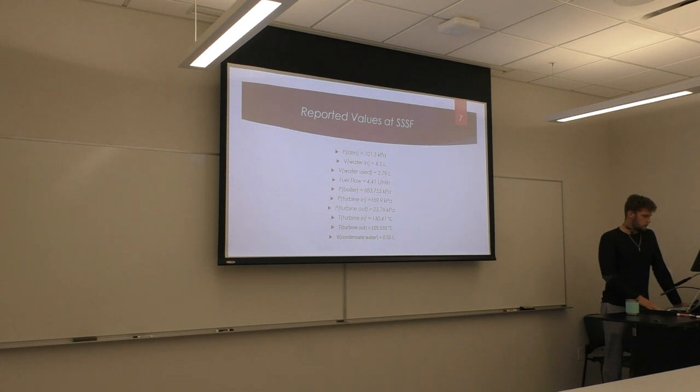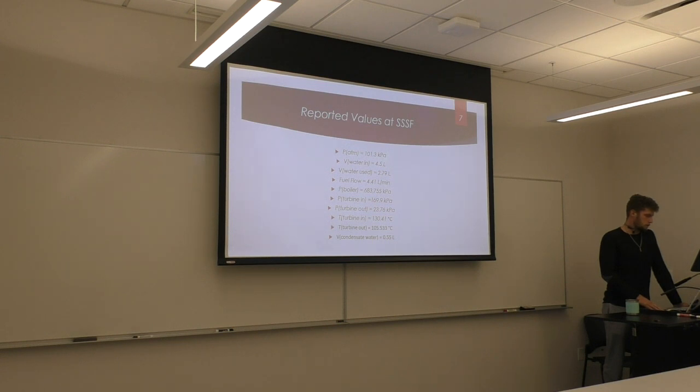At the steady state conditions, these are all the values that I pulled. Atmospheric pressure is 101 kilopascals. We had the volume of water in. We used 4.5 liters, added it to the boiler before we started the experiment. Looking at the view tube on the boiler, the level went down, and calculating that difference in volume in the boiler, I found that we used 2.79 liters of water throughout the experiment. The fuel flow was pretty steady, 4.41 to 4.42 liters per minute.